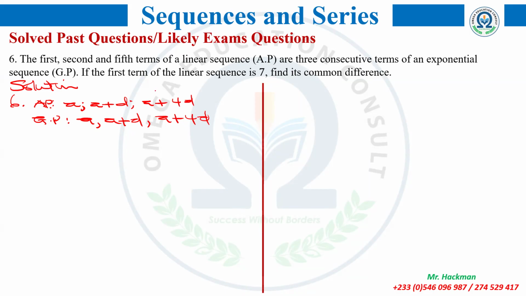So this is it for the first part of the statement. Now let's look at the second part of the statement. If the first term of the linear sequence is 7, find the common difference. So our first term here, A, is 7. So now I can say that, yes, Prof. Karen.